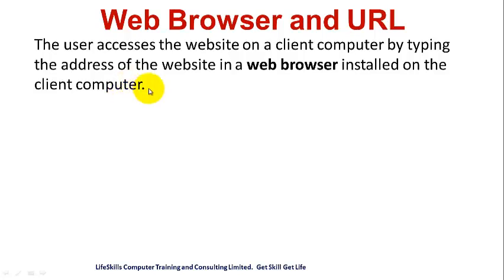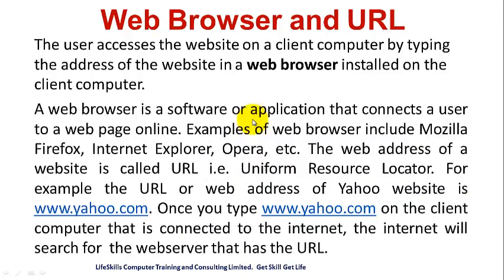Now, before you can begin to search for a website, you need a software called web browser. A good example is Mozilla Firefox, or Internet Explorer, or Opera. And even on mobile phone, we have Opera Mini, and we have a mobile browser for accessing websites. So a web browser is a software that connects the user to the web page he's looking for online.